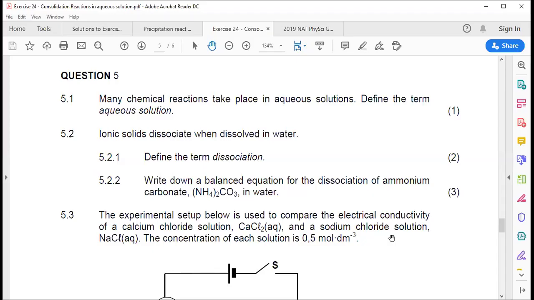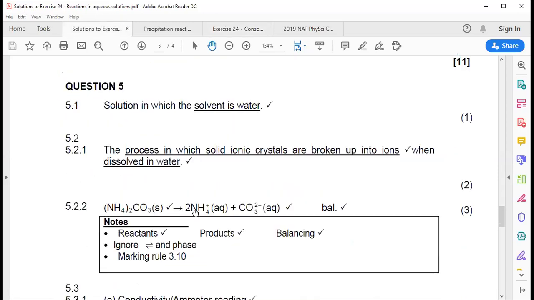Right. 5.2, ionic solids dissociate when dissolved in water. 5.2.1, define the term dissociation. To dissociate means they were together, and now they dissociate into ions. So to dissociate is the process in which solid ionic crystals are broken up into ions when dissolved in water.